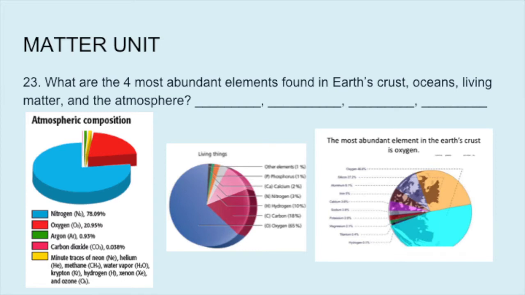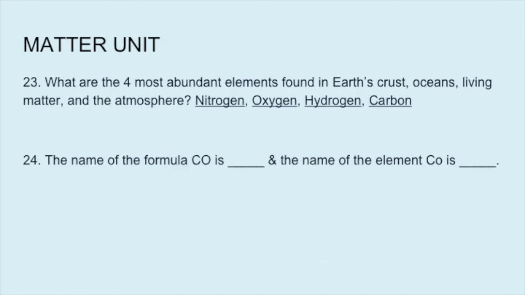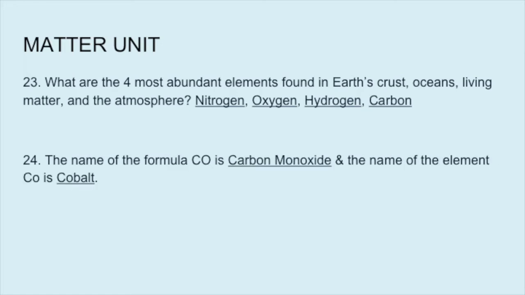But if you look at all of the different graphs that I've included, the 4 most abundant elements are going to be nitrogen, oxygen, hydrogen, and carbon. All right, so the name of the formula CO, that's capital C, capital O, is carbon monoxide. And the name of the element, capital C, lowercase o, that's an element, that is cobalt.